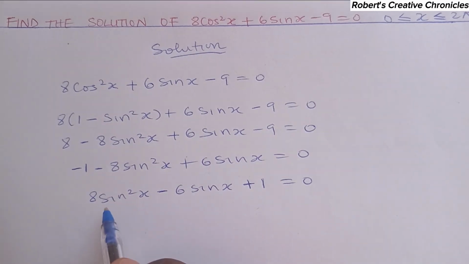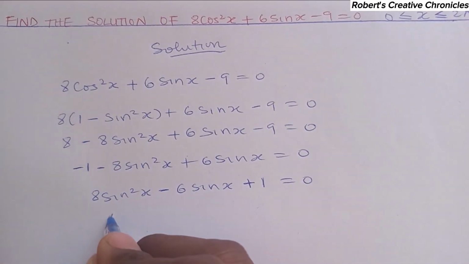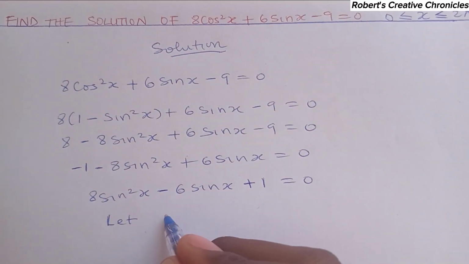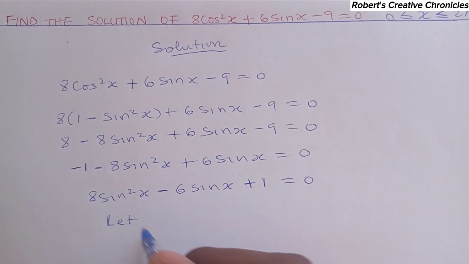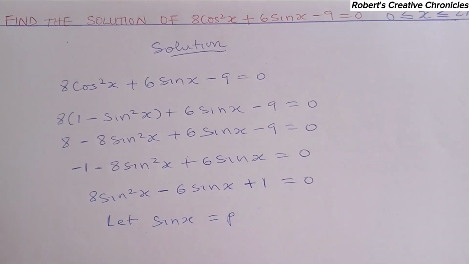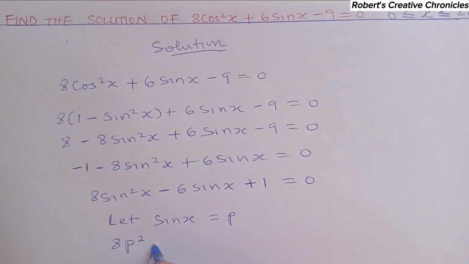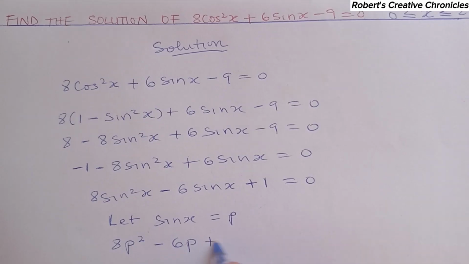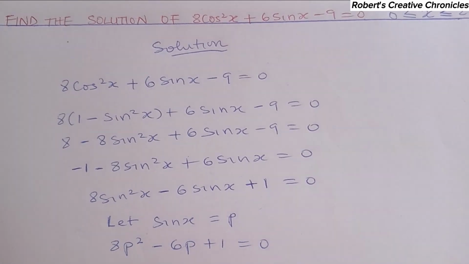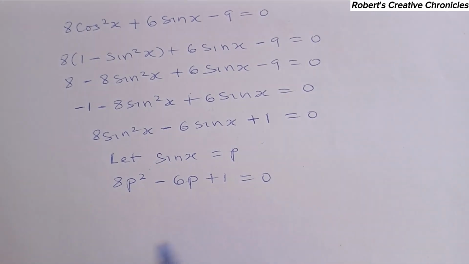So now we will look for a variable to substitute for sin x. You can call it any variable. You can say let sin x equal to p. So this becomes 8p squared minus 6p plus 1 is equal to 0. Then we will solve this quadratic equation by factorization method.